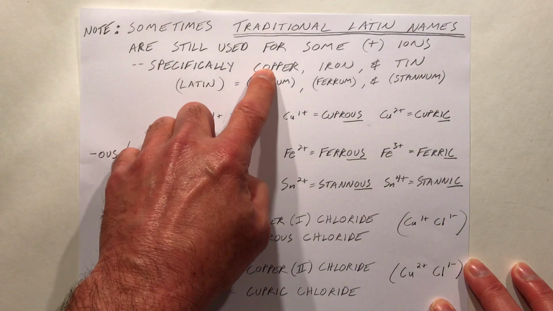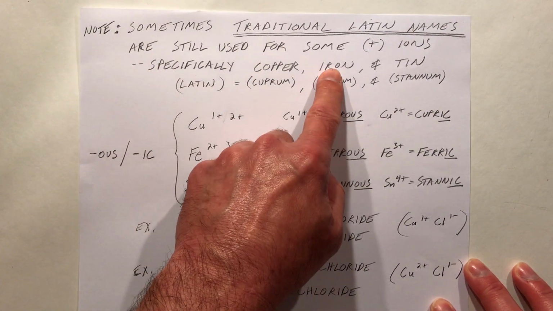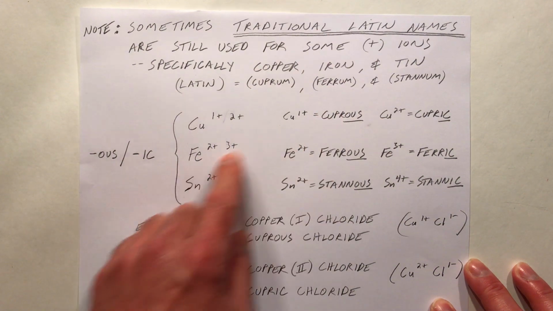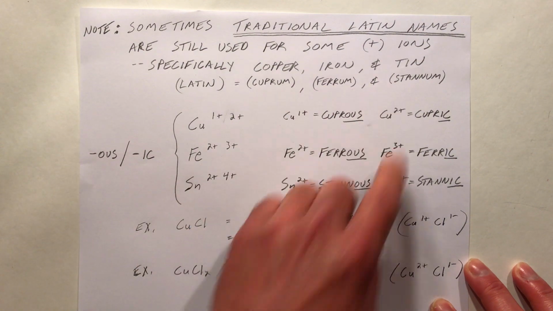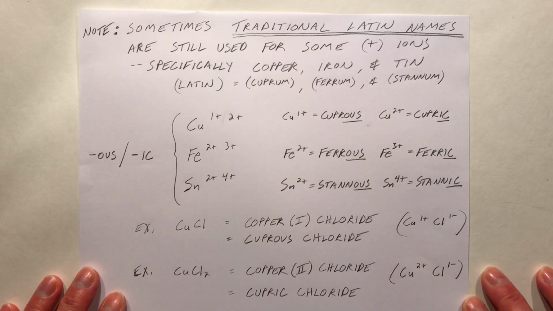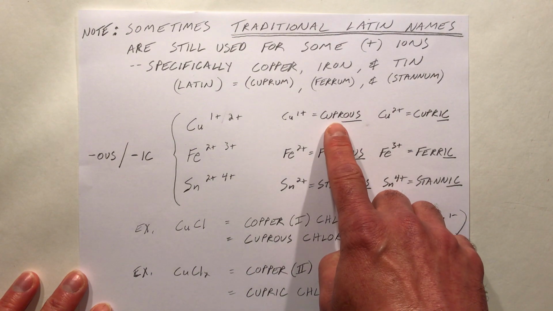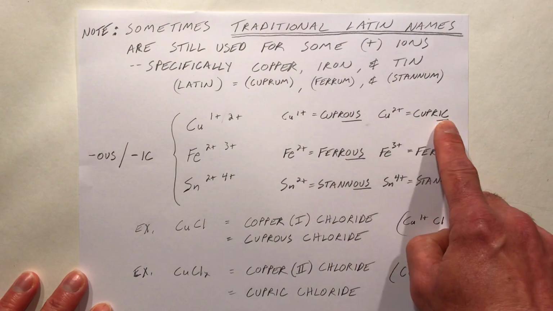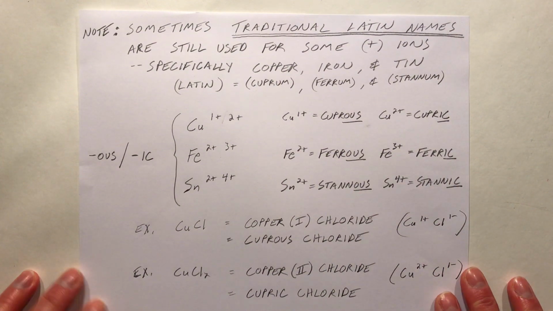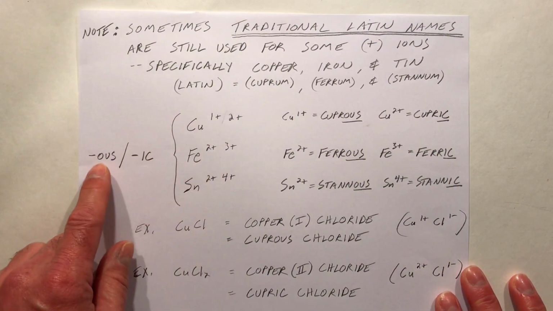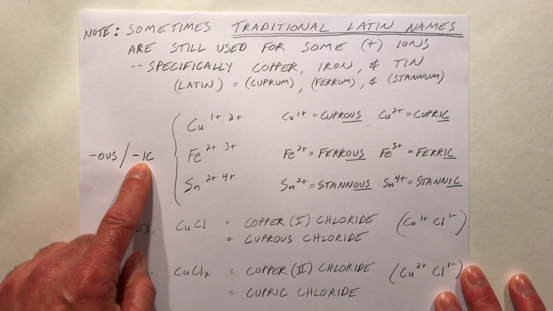So they called copper cuprum, right? Cu, cuprum. They called iron ferrum, Fe for ferrum. And they called tin stannum, Sn for stannum. So you might grab a chemical bottle still today and see that it's named with cuprous or cupric, ferrous or ferric, stannous or stannic. Now, in general, the way this system works is that we use ous for the smaller of the possible charges, ic for the larger charge.